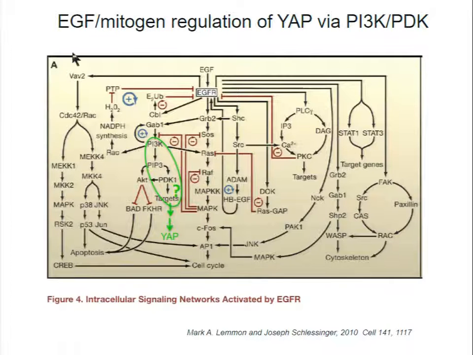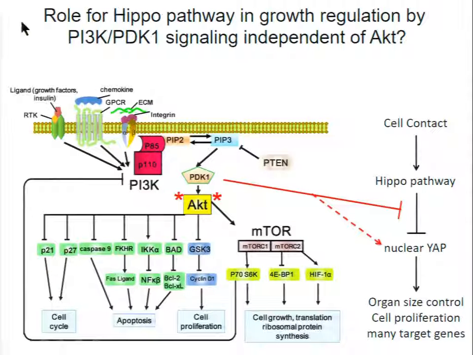So this is just another summary. We think, as I mentioned, AKT inhibitors and TOR inhibitors did not affect this pathway. So we think we've identified another branch of the PI3 kinase pathway that's probably important for tissue growth. And that's what we're thinking about here.